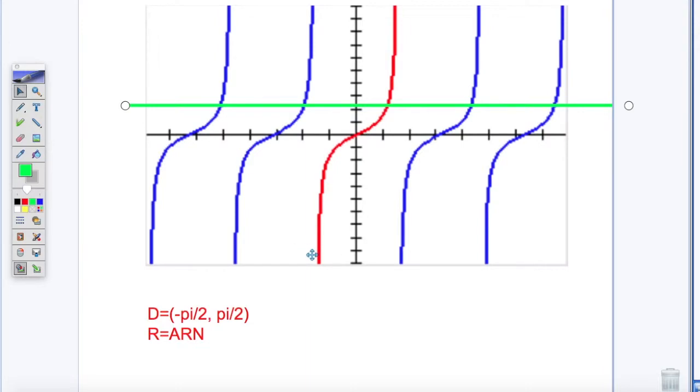The domain is -pi/2 to pi/2, and the range is all real numbers. I couldn't type in infinity in this, it just didn't work out. So rather than -infinity to infinity, I have all real numbers. So this tangent function almost looks like f of x equals x to the third. Almost. But now I'm going to erase that because it really doesn't. It really is inverse tangent, which we're going to get to with another animation.